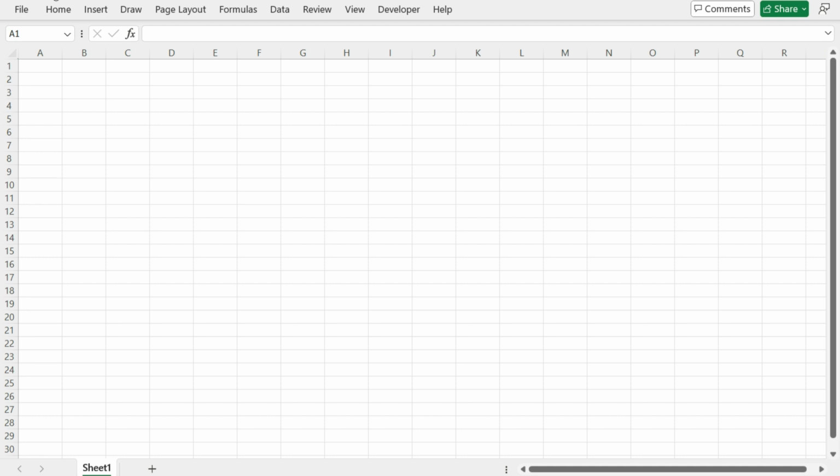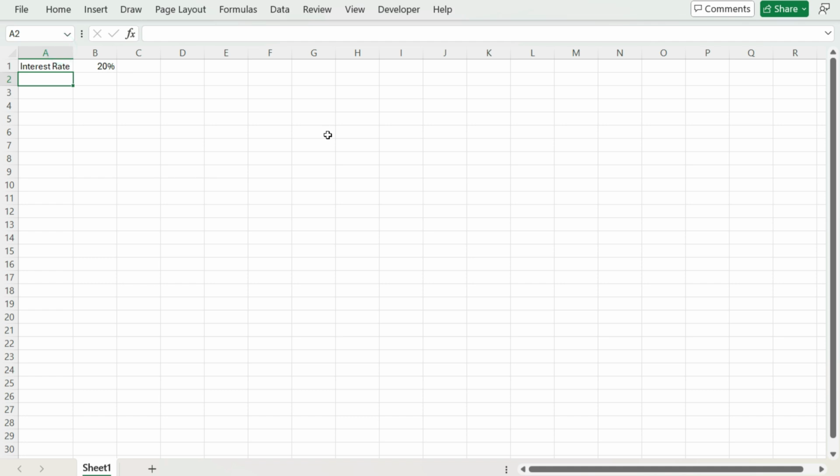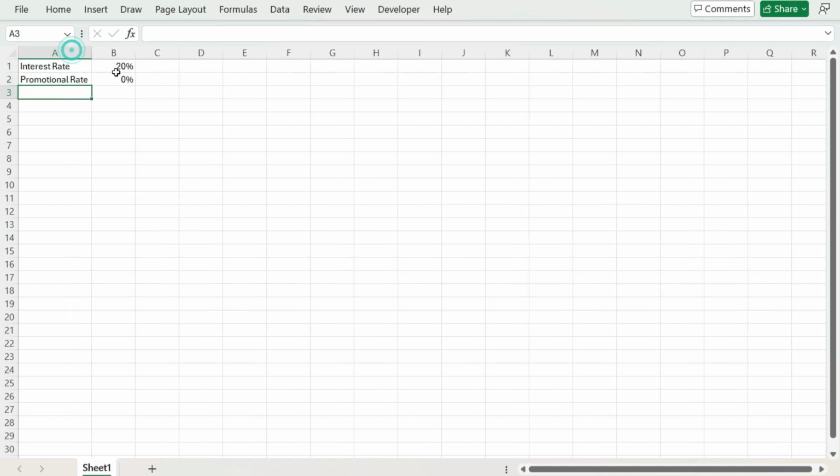that you can reuse over and over again for different scenarios to determine just what your cost savings would look like under different scenarios. So let's start with our interest rate. So let's say currently we're paying 20% on our interest rate, and let's have a promotional rate as well. In this case, let's say it's 0%. But you can adjust this if it's higher. Obviously, the point is we're making something that you can reuse over and over again.